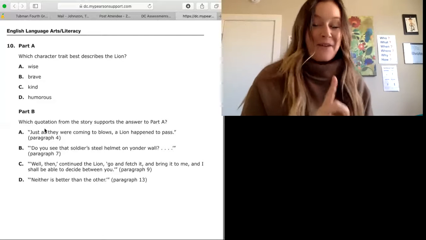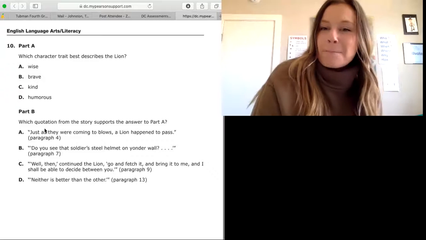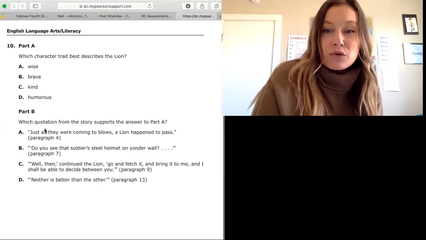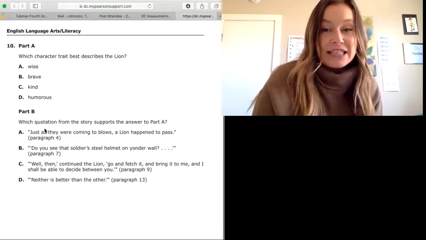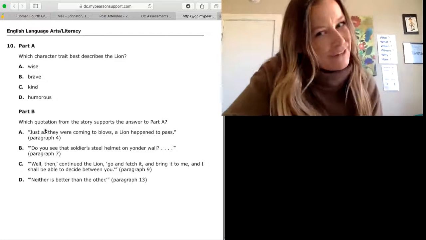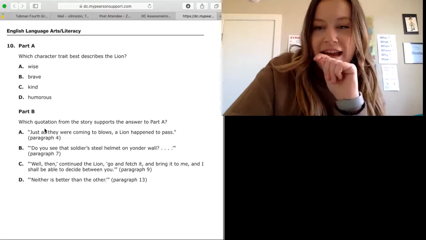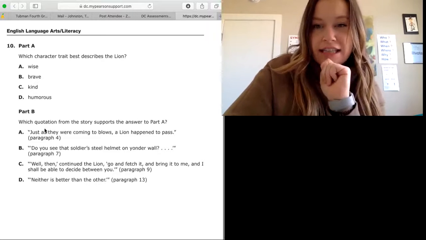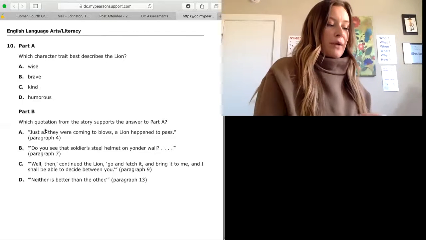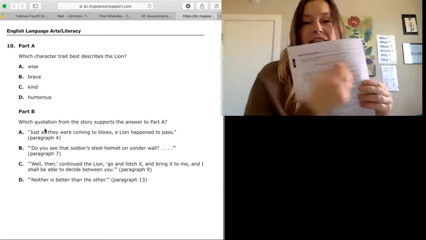If you put A, wise, you are correct. He was wise. Now, based on the story, how do we know this answer is correct? If I said, I don't believe you, go and find me that evidence, circle that evidence in the text. You have to be able to take out your text and underline this in the text.